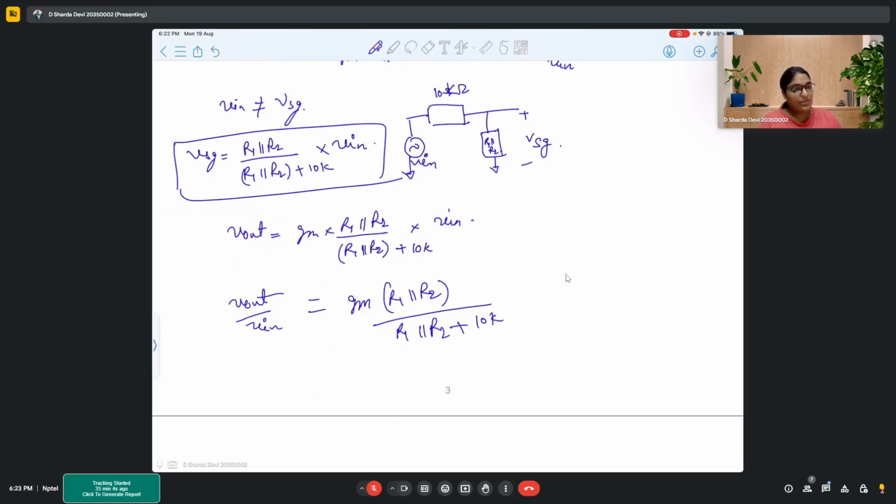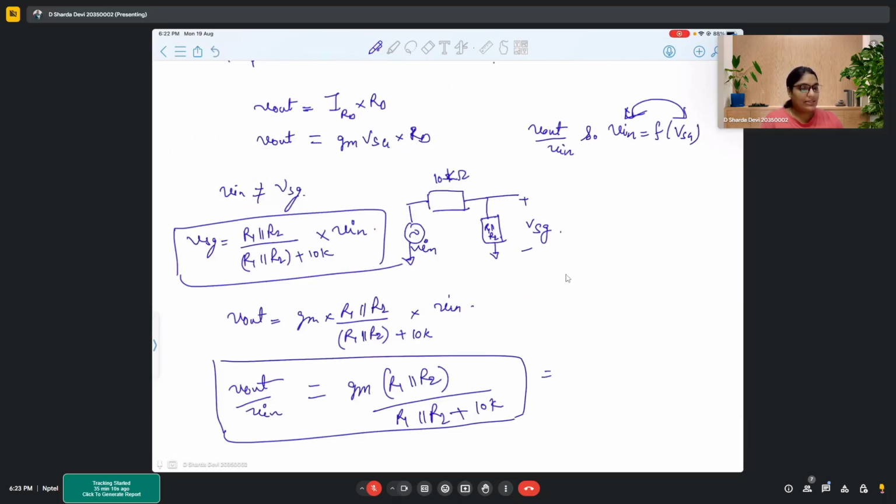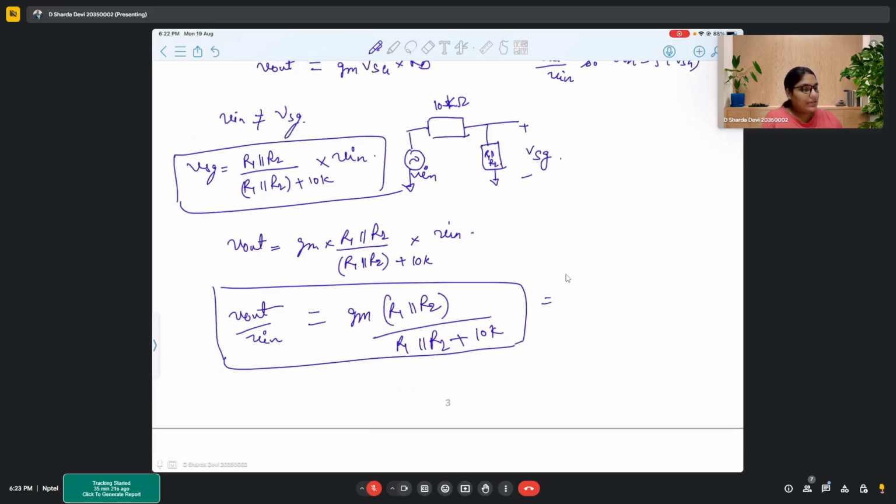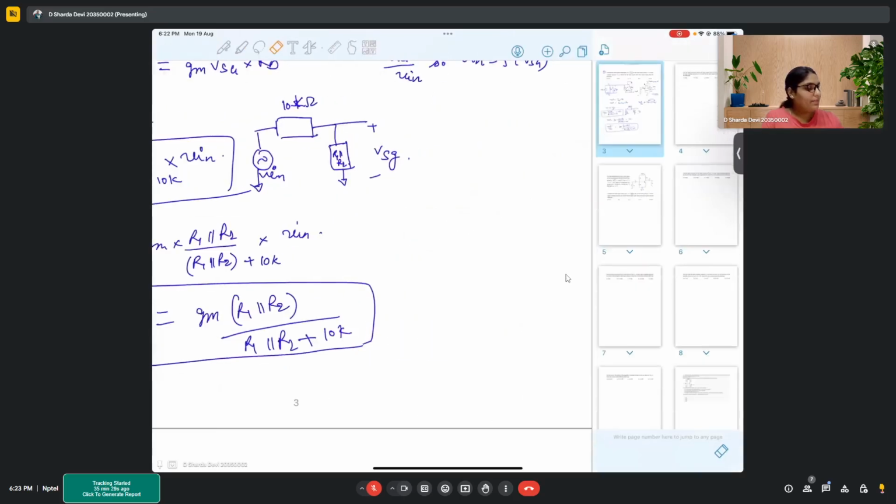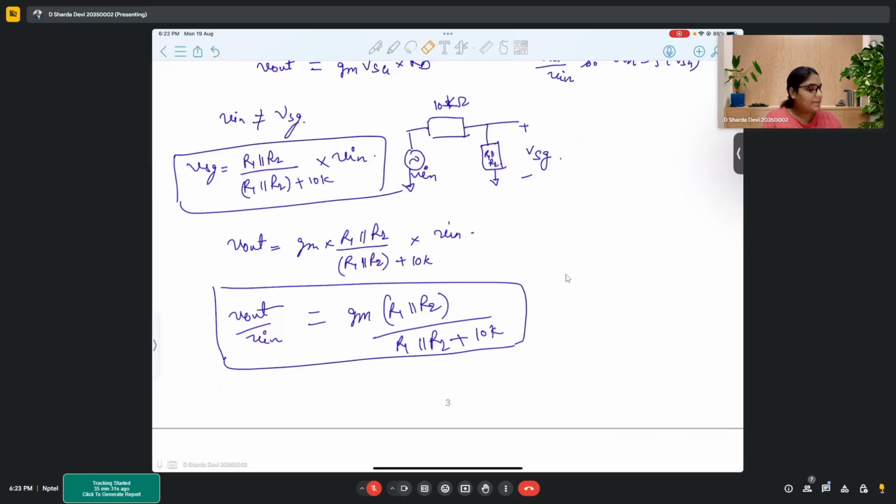Now since we know this expression for V out, we can simply substitute the values and we'll finally find the answer. So here we need to find, we know R1, R2 and K, but we don't know GM, right? So we'll find GM first.